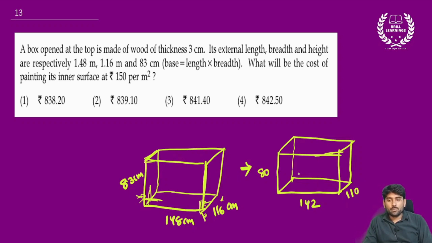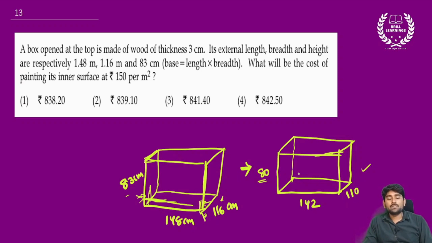We can remove the bottom only. Okay, it is enough to remove the bottom thickness only. That is, if I remove 3 centimeters from it, I'll get the inner surface area. Okay, that is 80 centimeter. This is the new dimension. For this we need to find the surface area.